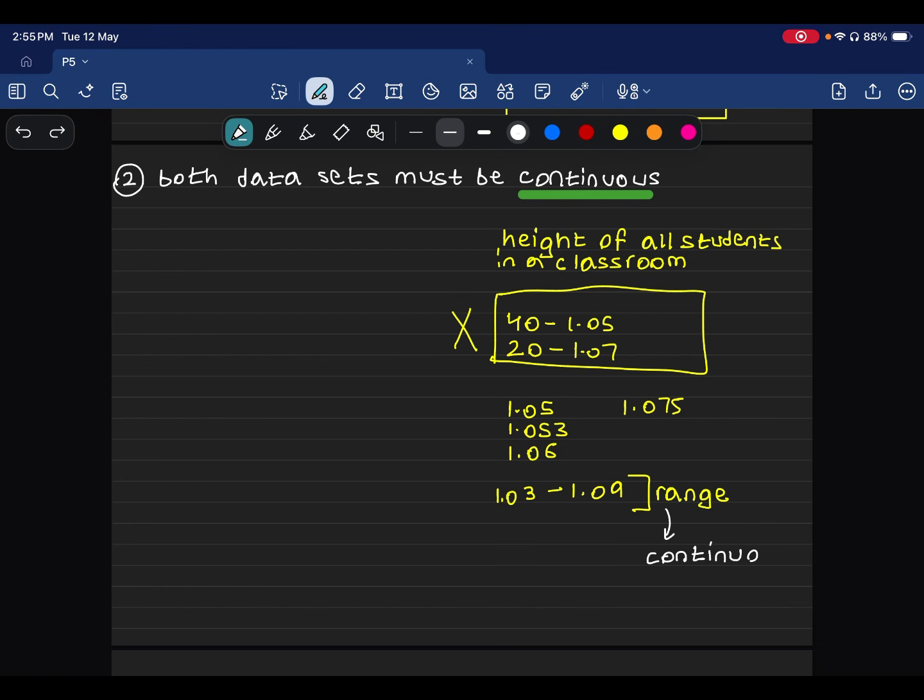Let me get the spelling right. This is a continuous data type. So, what could be an example of discontinuous data type? For example, blood groups. There are only four types of blood groups, only four categories of blood groups, right?